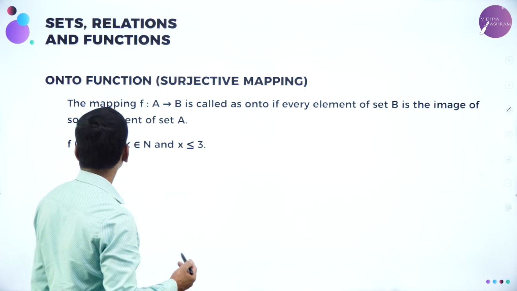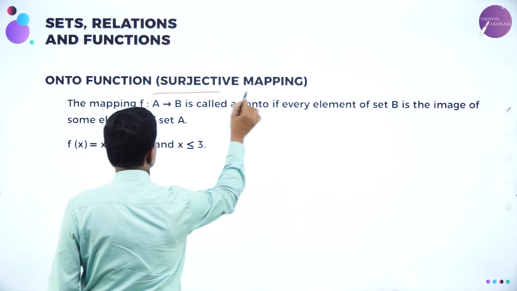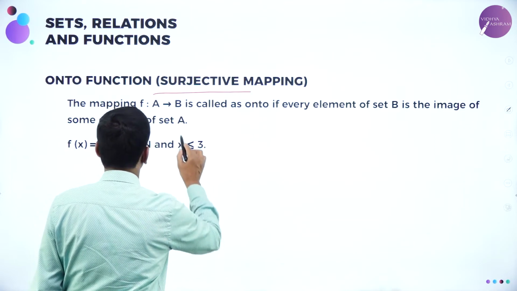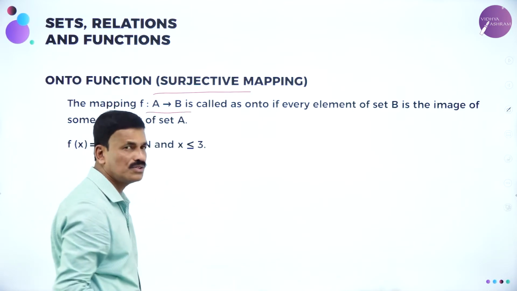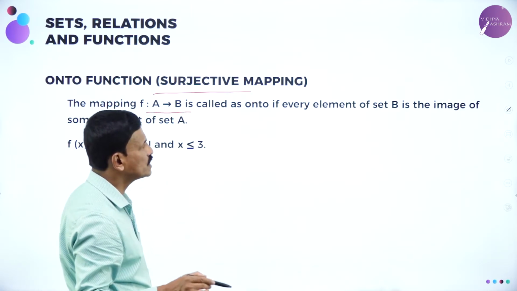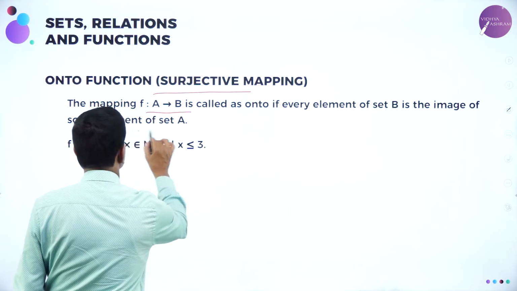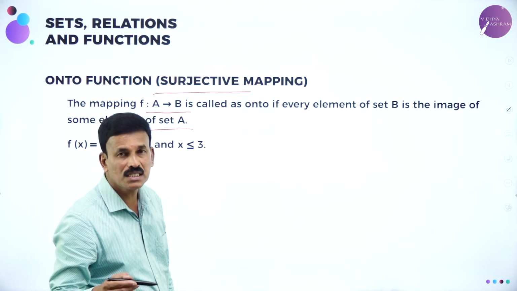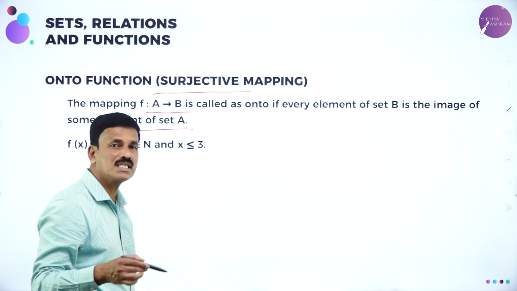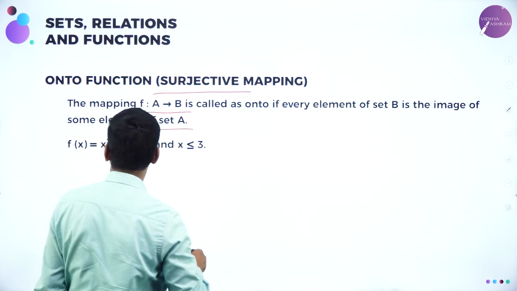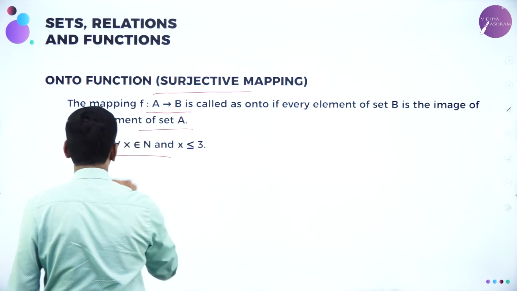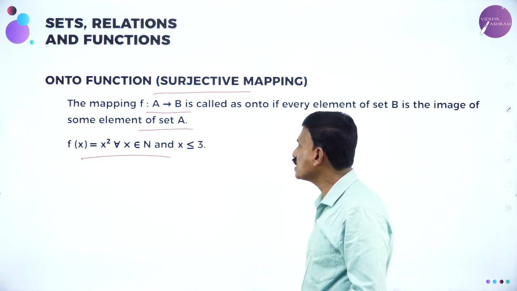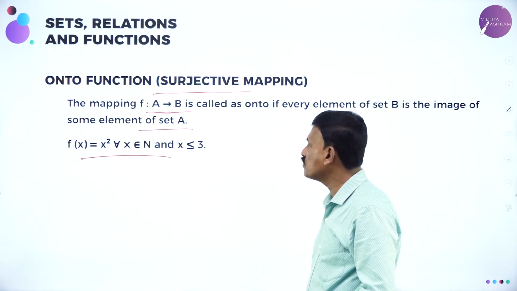Now let us come to onto function, or it is also called the surjective function. Surjective function means a mapping f from A to B is called onto if every element of the set B is the image of some element of the set A. If every element of the set B is an image of some element of the set A, then it is called an onto function. Now let us consider, for example, f of x is equal to x square for all x belongs to N, the natural numbers, which is less than or equal to 3.